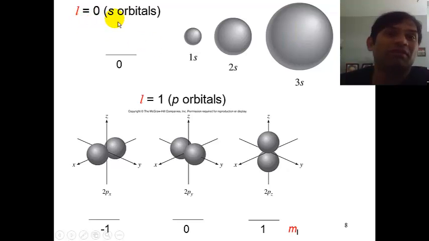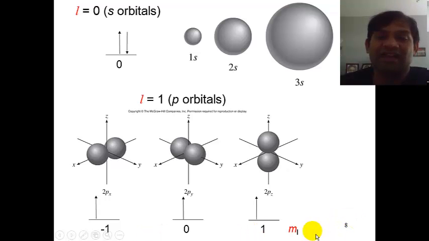L equals 0 is the s orbital. That's very easy because your m sub L is just going to automatically be 0. And the electrons are always going to fill the s orbital up and down, plus 1/2 and minus 1/2. Your p orbitals have an L of 1, the orientation quantum number, and they have 3 slots. So the -1 slot first gets filled, then the 0 slot, and then the 1 slot. That's your m sub L.